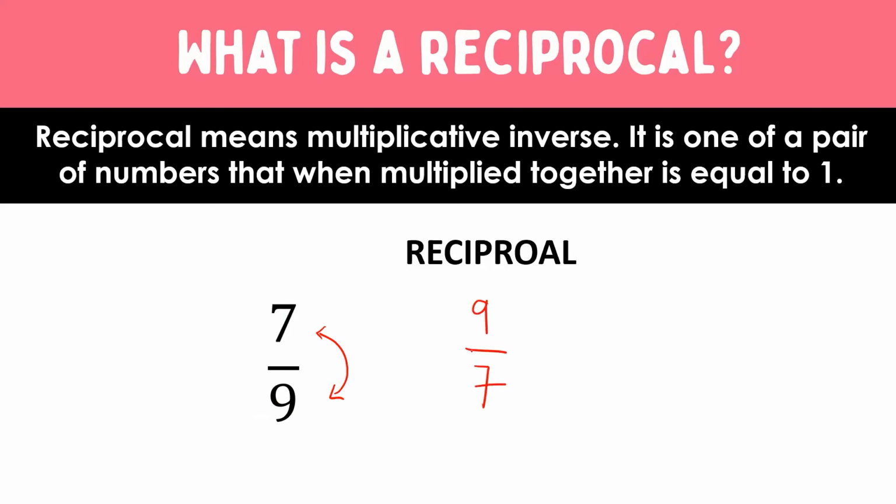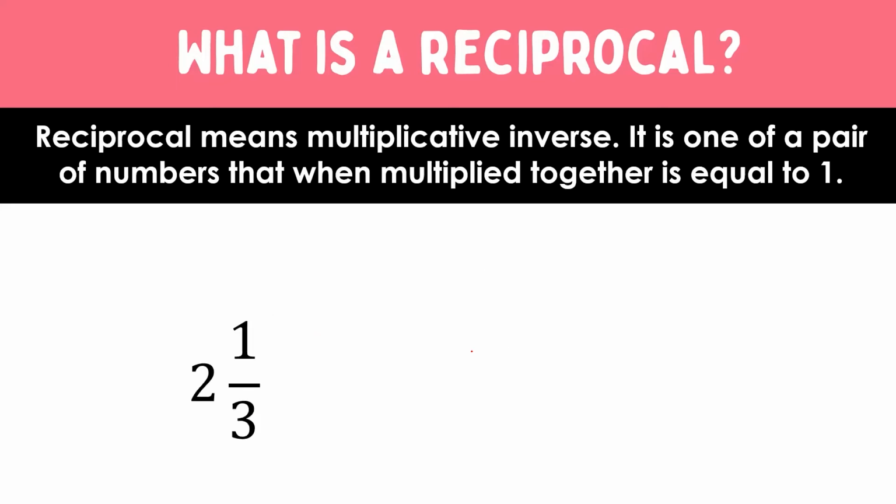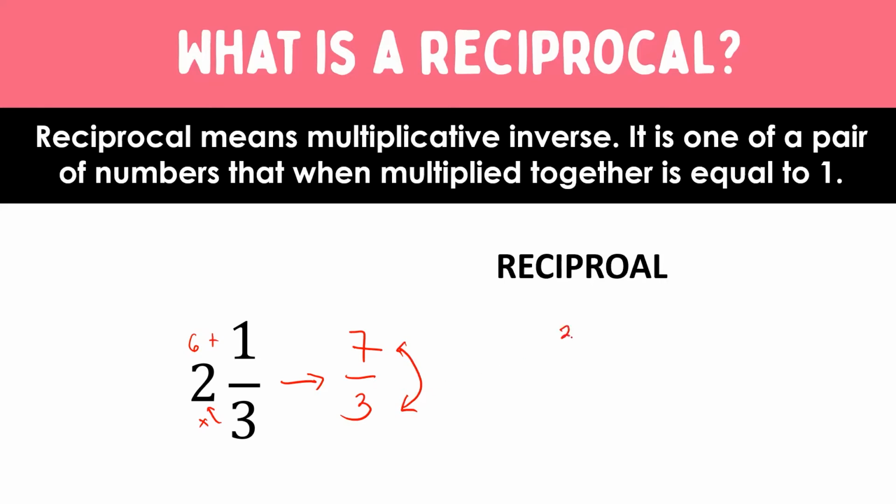But how about if we have a mixed number like 2 and 1/3? To get the reciprocal of a mixed number, we have to rewrite it first into an improper fraction. 3 times 2 is 6. Plus 1 is 7. So, we'll have 7/3. Now, let's flip this 7/3. That gives us 3/7. Therefore, the reciprocal of 7/3 is 3/7.